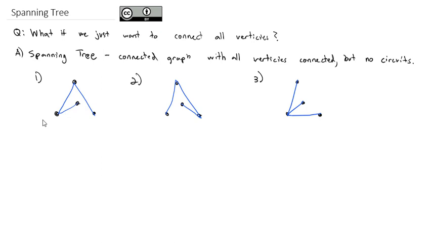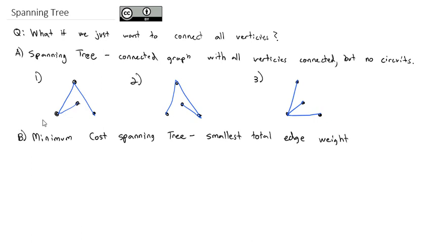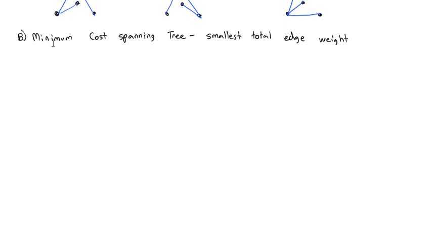And so instead of just making a spanning tree, what we might be more interested in is finding what's called the minimum cost spanning tree, or the one with the smallest total edge weight. If we were going to connect several homes, maybe to a common well or to a common phone network, we want to make sure that the cost to connect them all is as small as possible. And the way we can do that is with Kruskal's algorithm.